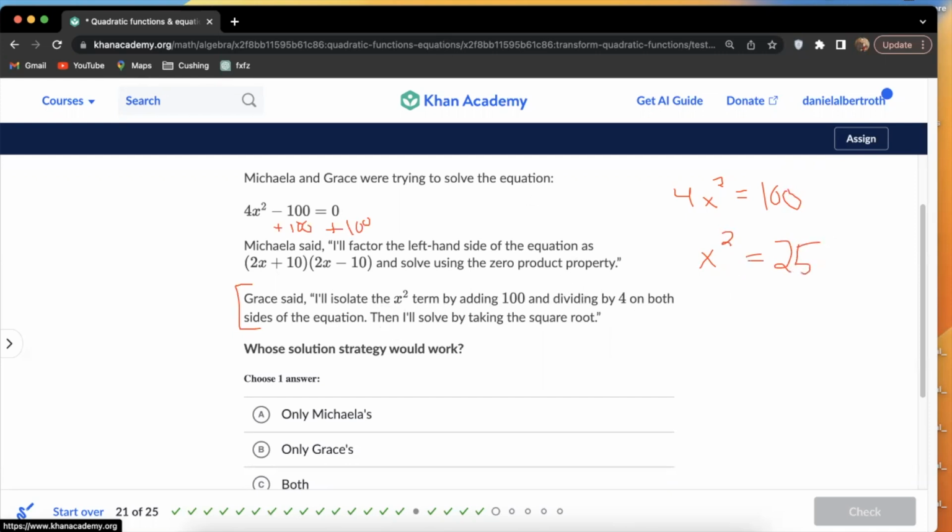Then Grace solves by taking the square root. So x is going to be the square root of 25, which is plus or minus 5. It's either 5 or negative 5. So those are the two answers. I like that way of solving. It's a really direct way to solve.